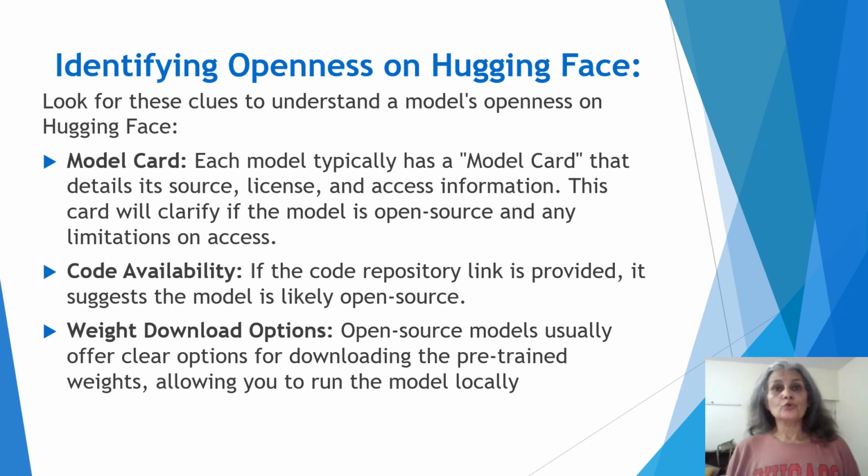So there are various clues which you can look at to understand a model's openness. The first thing is there is something called a model card. This is essentially a file that details its source, its license, and access information. This card will clarify if the model is open source and any limitations on access. The second thing is code availability. If the code repository link is provided, it suggests the model is likely to be open sourced. Then third is the weight download options. Open source models usually offer clear options for downloading pre-trained weights, allowing you to run the model locally.